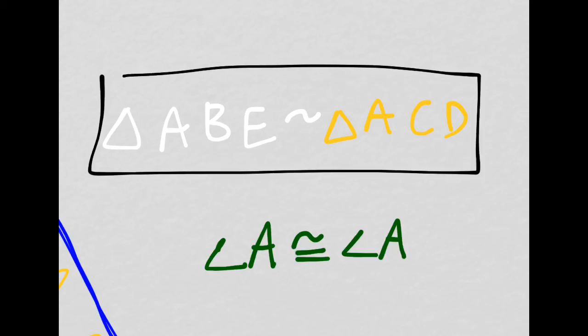So what I need to do is list it this way, and then I just give my reason, side, angle, side similarity theorem. Okay, so those are the two pieces of information that you would need there.